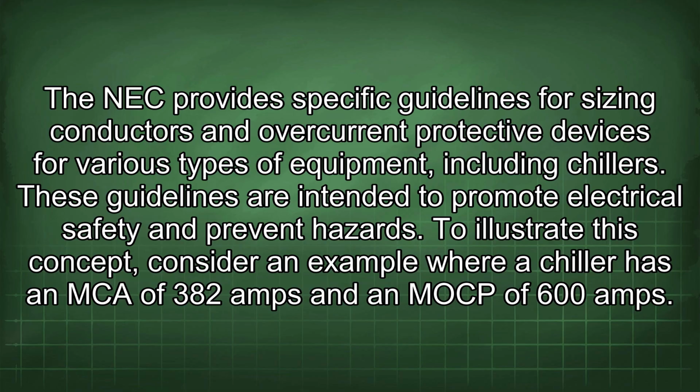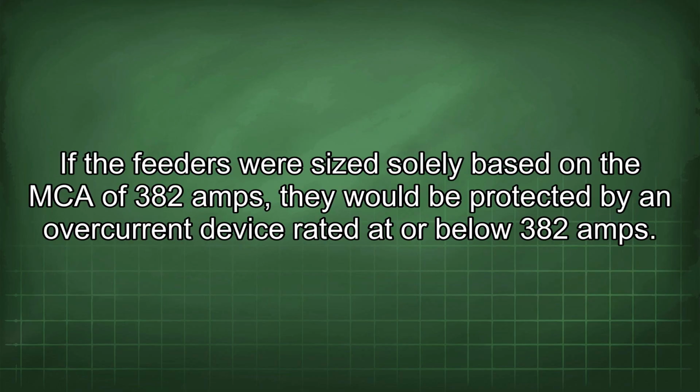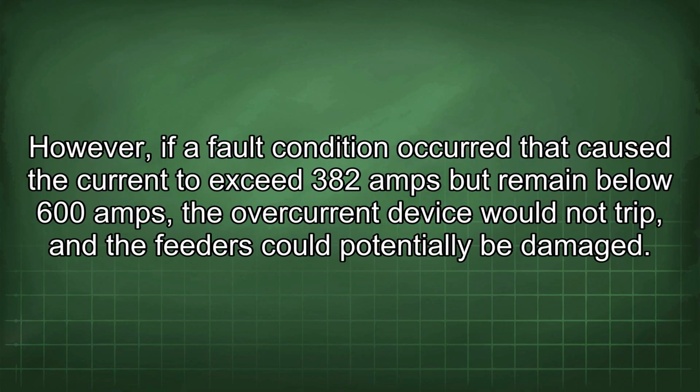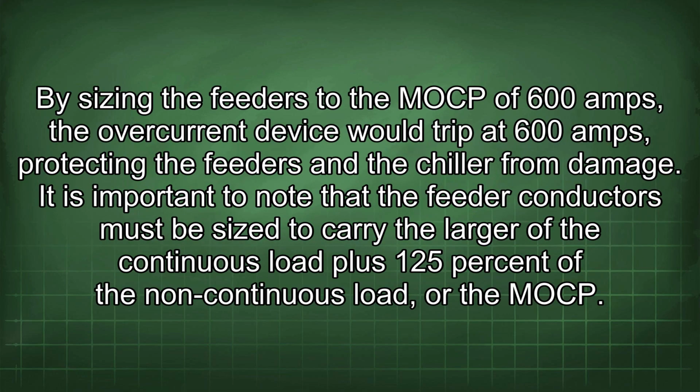To illustrate this concept, consider an example where a chiller has an MCA of 382 amps and a MOCP of 600 amps. If the feeders were sized solely based on the MCA of 382 amps, they would be protected by an overcurrent device rated at or below 382 amps. However, if a fault condition occurred that caused the current to exceed 382 amps but remain below 600 amps, the overcurrent device would not trip, and the feeders could potentially be damaged. By sizing the feeders to the MOCP of 600 amps, the overcurrent device would trip at 600 amps, protecting the feeders and the chiller from damage.